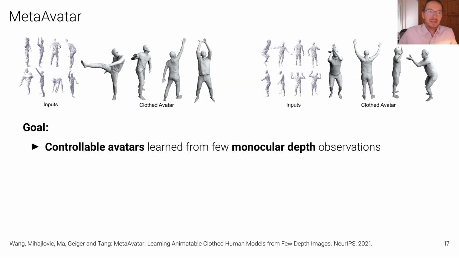So the goal in MetaAvatar is to generate controllable avatars learned from few monocular depth observations. Here are some examples on the top. You can see the 8 depth observations. Think of these as observations coming from a Kinect camera, a very cheap sensor that everybody has and that you can use to capture a human body very quickly. And on the right is the clothed avatar that we have generated, which can now be animated in novel poses. And here on the right is a different example.